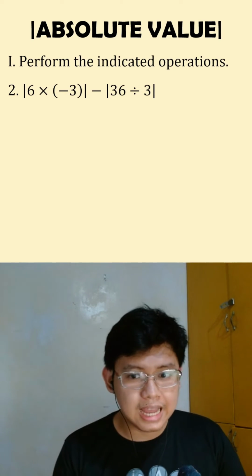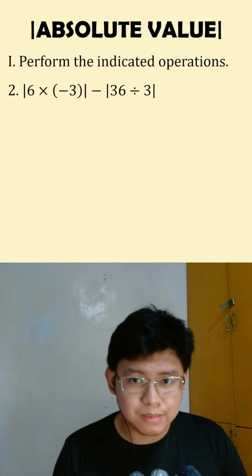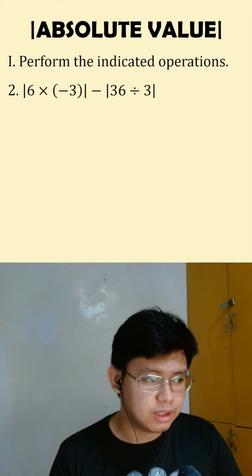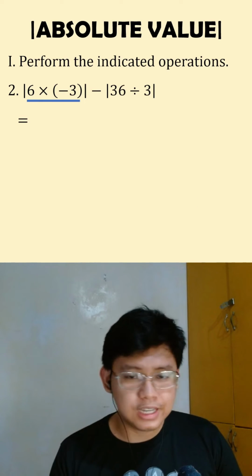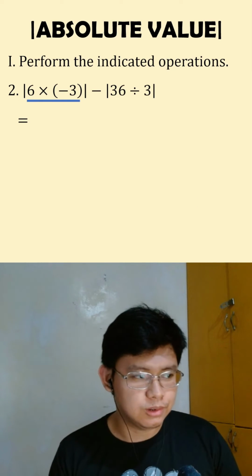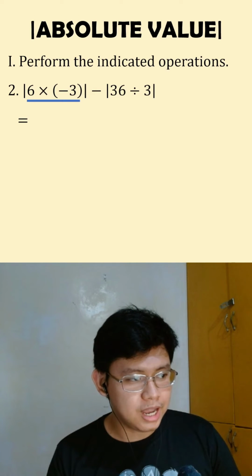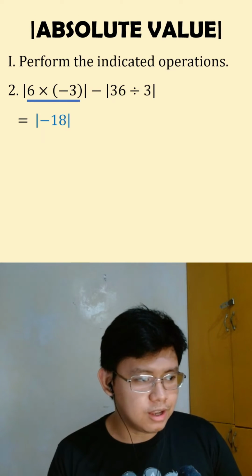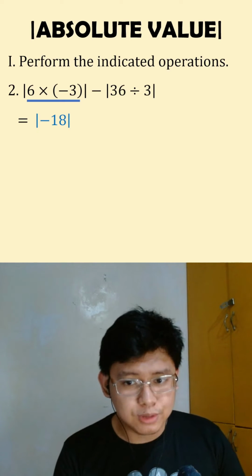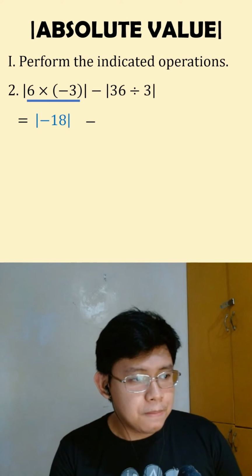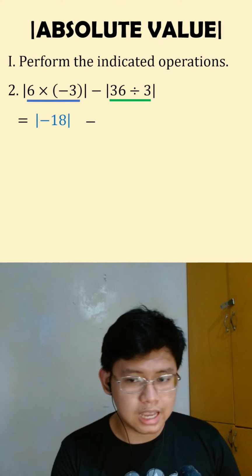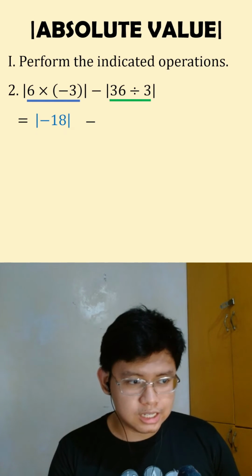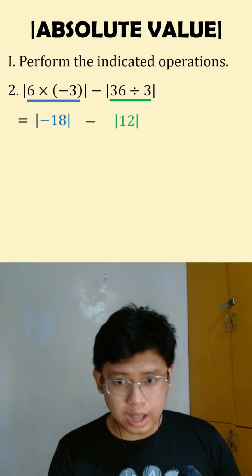So, uunahin natin yung mga nasa loob ng grouping symbol natin na absolute value. So, let's start first by getting the product of 6 and negative 3. So, let's multiply. 6 times negative 3 will give us negative 18. So, the absolute value of negative 18 minus, so nasa loob ng grouping symbol natin, si 36 and 3. So, 36 divided by 3 is 12.